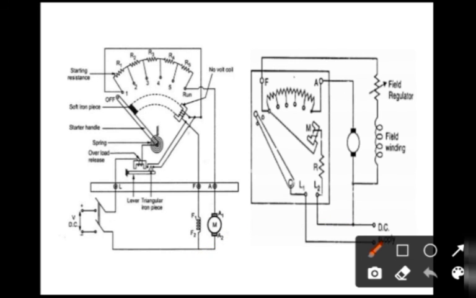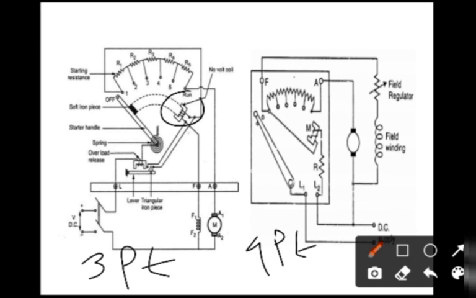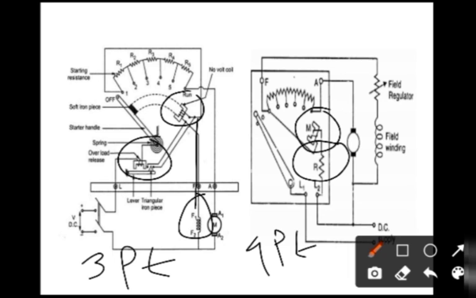Here we can observe the difference between the 3-point starter and 4-point starter. This is the 3-point starter and this is the 4-point starter. Here the NVC coil is directly connected to the field winding, but in case of the 4-point starter, the NVC coil is connected to the DC supply through a protective resistance. Here in the 3-point starter, the overload release coil is present. In case of the 4-point starter, the overload release coil is absent. So these are the differences between the 3-point starter and 4-point starter.